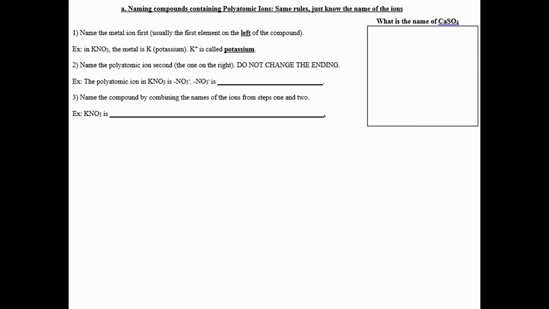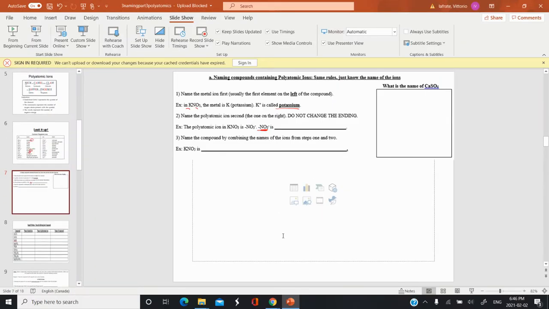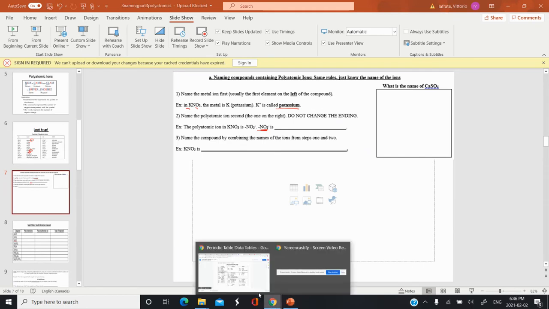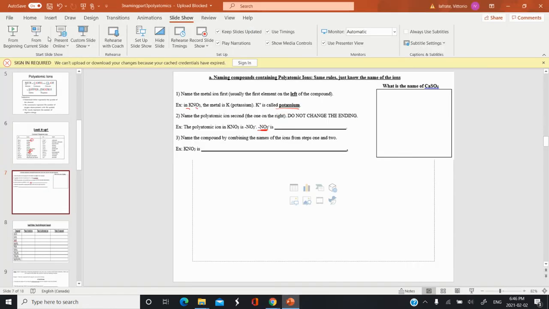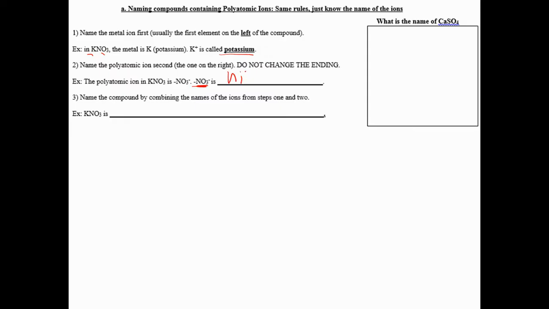So how do we name these type of compounds? Well, all you do is you name the metal first, and then you name the polyatomic ion without changing the ending of the polyatomic ion. So you don't change the ending, you just name it as is. So for example, the metal here is potassium, NO3 minus, if you go in your table here, NO3 minus is nitrate. So that's the polyatomic ion nitrate. So overall, this is called potassium nitrate.